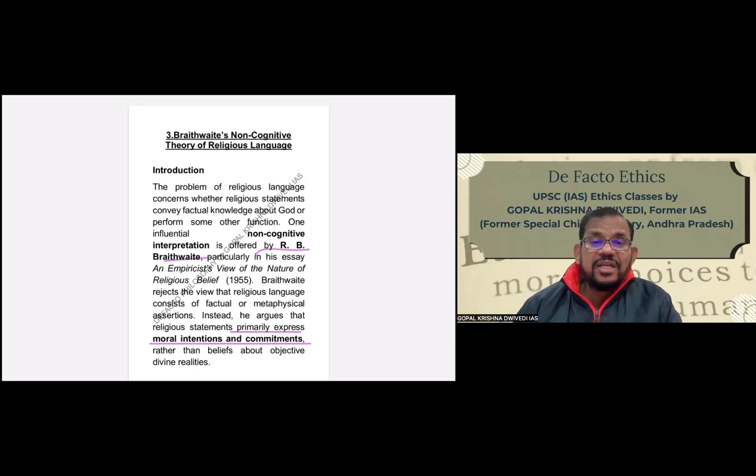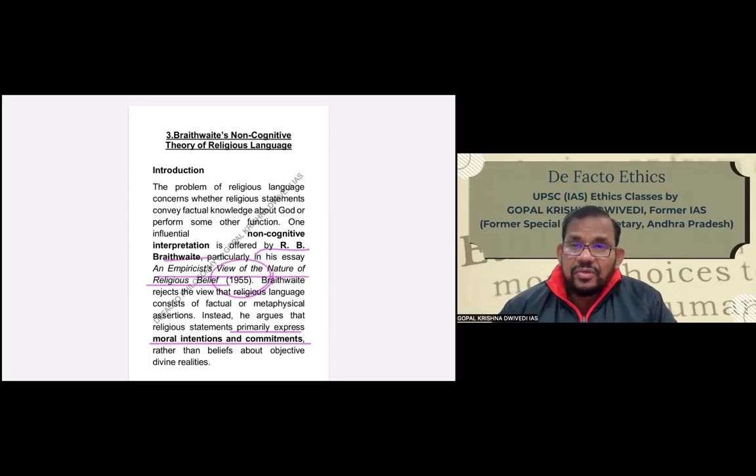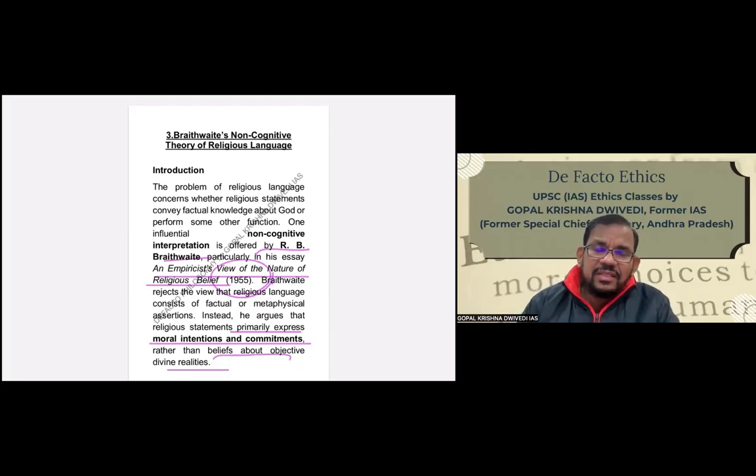This was described in his book, An Empiricist View of the Nature of Religious Belief, which he wrote in 1955. So he's a 20th century philosopher. As I told, his view is primarily that religious language expresses moral intentions and commitments rather than beliefs about objective divine reality. So it's not about metaphysical realities, but moral intentions and commitments.